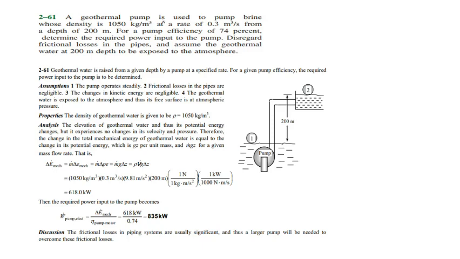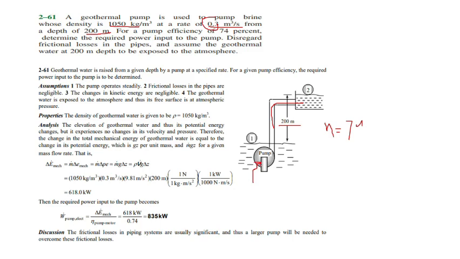A geothermal pump is used to pump brine whose density is given, and the volumetric flow rate is given, from a depth of 200 meters. So the pump is installed below, and it is pushing water from here to here, and the depth is 200 meter. The flow rate is also given, 0.3, for a pump efficiency of 74%. Determine the required power input to the pump. You have to find the electricity provided to the pump.